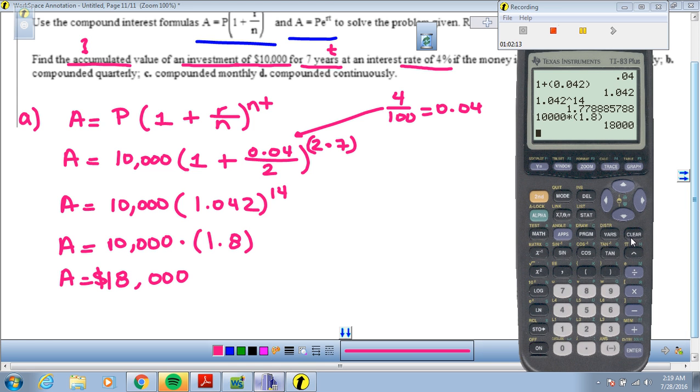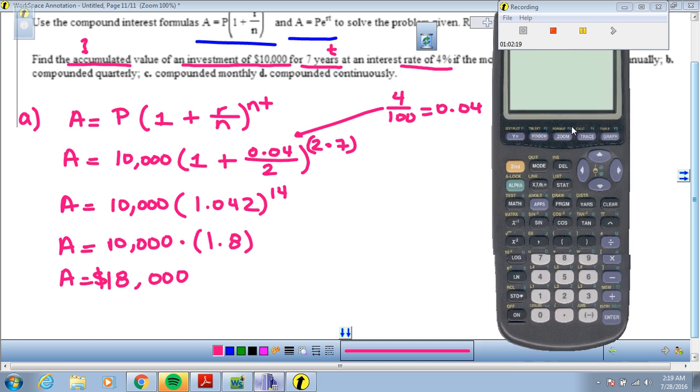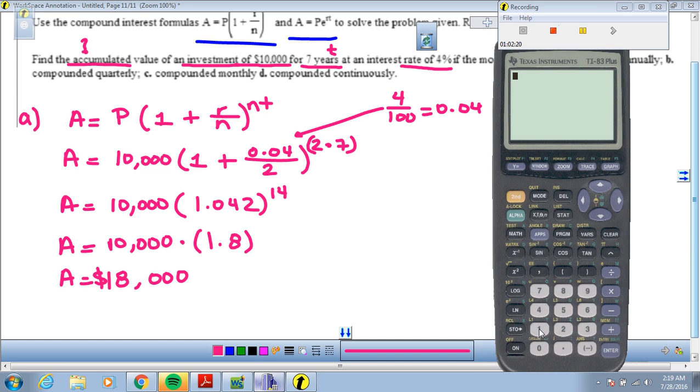Now, do you want to do everything at once? You can, but you need to be careful how you enter things. 10,000 times 1 plus, remember that I told you, parentheses for the fraction, 0.04 divided by 2. Close the parentheses for the fraction. Then close it again for the parentheses that you're supposed to put for all this. Raised to that. Since the parentheses here, I put a parenthesis on the exponent. Make sure you also put that parenthesis, 2 times 7, because there are multiple things in the exponent. If you don't type it the way that I am typing it, you're going to get, oh, why did I get something else?